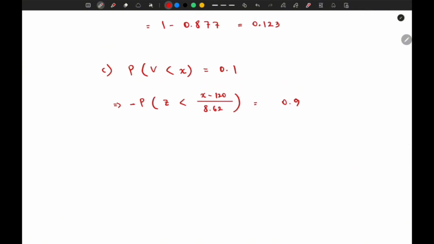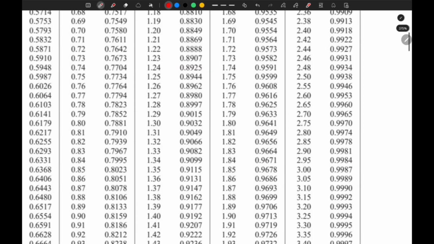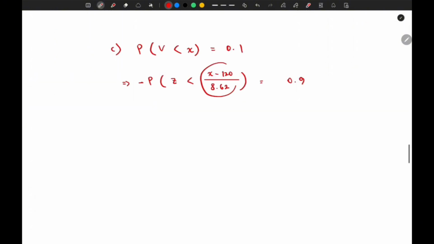Now we need to go back to the statistical table and find out the value of z. Unfortunately, we do not have an exact value for 0.9, but we do have a close value, which is 0.8997. So we can take this, and the value of z is 1.28. So we can say that this is equals to 1.28.